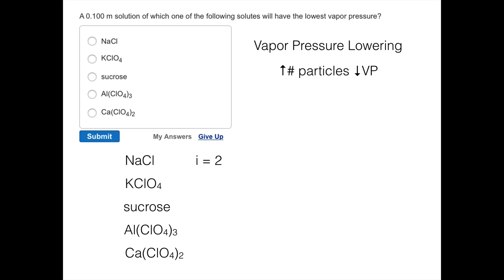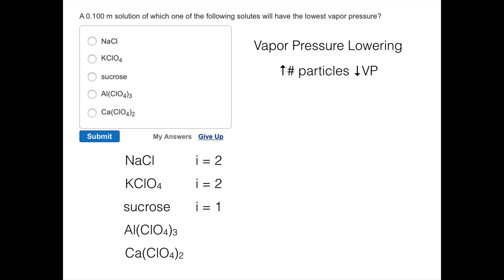NaCl is going to break down into Na plus and Cl minus, so I is 2. KClO4 has K plus and ClO4 minus, so I is also 2. Sucrose does not break down, so its I value is going to be 1.